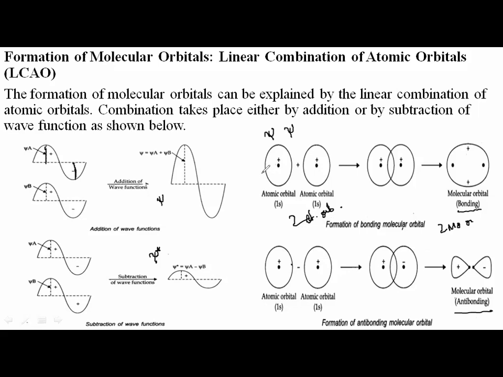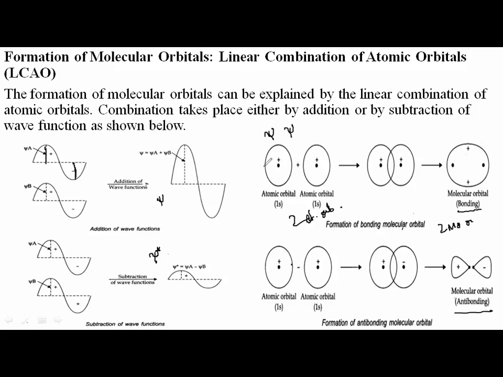Second point, however many atomic orbitals are involved, the same number of molecular orbitals will be formed. So if two atomic orbitals are involved, two molecular orbitals will be formed. What is the third point? The types of molecular orbitals formed are bonding molecular orbitals and anti-bonding molecular orbitals. Bonding molecular orbitals are formed by addition of wave functions. Anti-bonding molecular orbitals are formed by subtraction of the wave functions.